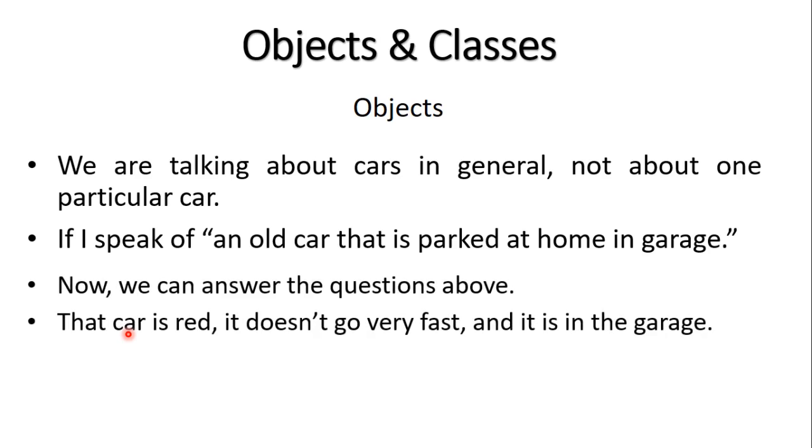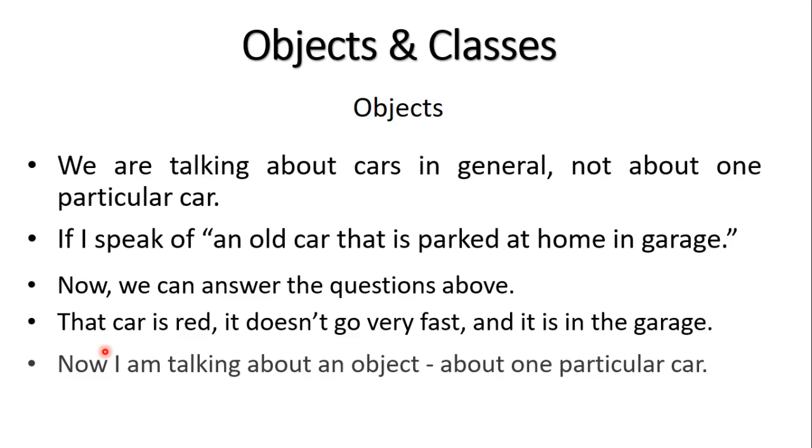Now we can answer the questions above. The old car is red in color, it doesn't go very fast, and it is parked in the garage. Now I'm talking about an object. I'm talking about a particular car. But when I'm talking about car in general, then we talk about car as class.